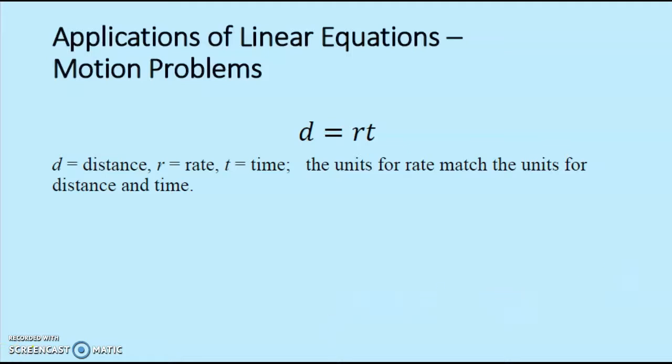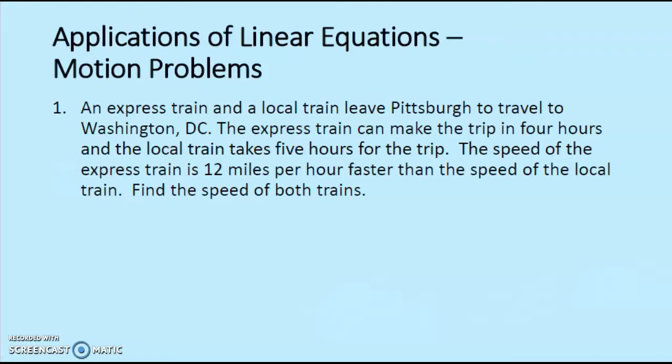We're going to look at two examples. The first one: an express train and a local train leave Pittsburgh to travel to Washington, D.C. The express train can make the trip in 4 hours and the local train takes 5 hours for the trip. The speed of the express train is 12 miles per hour faster than the speed of the local train. Find the speed of both trains.